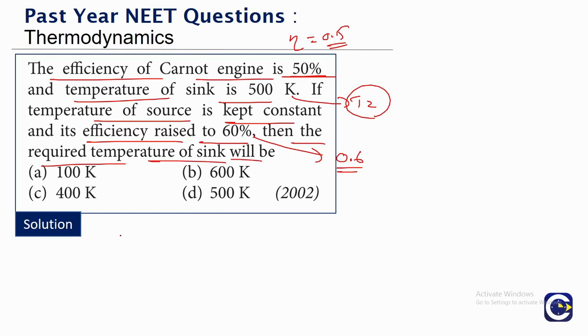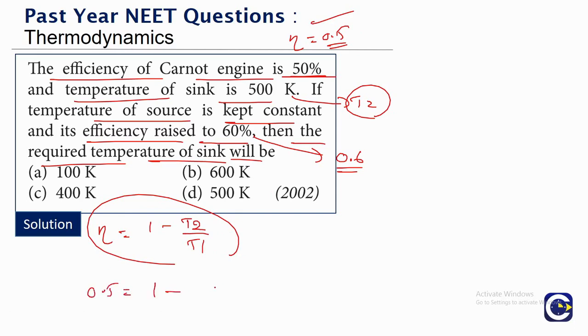See, first let us look at it now. Carnot's efficiency factor will be what? 1 minus T2 by T1. So it is related to what? The sink temperature and the source temperature. Initially what is the efficiency factor? 0.5. So 0.5 is equal to what? 1 minus T2. So sink temperature is what? Initially 500 Kelvin. Divide by T1.